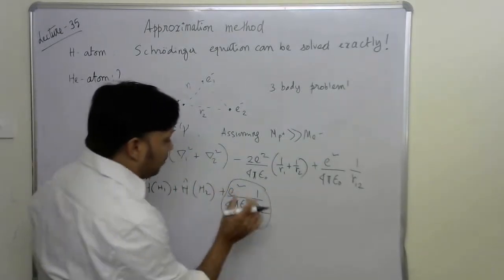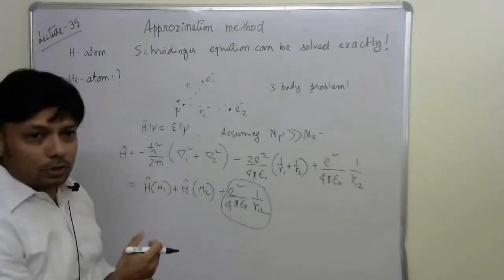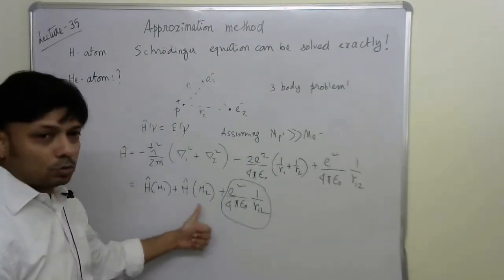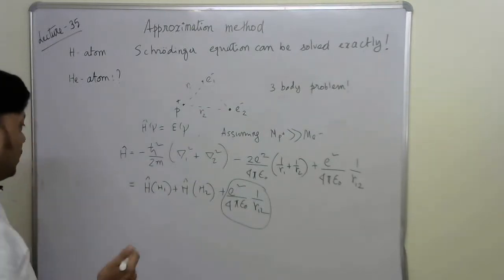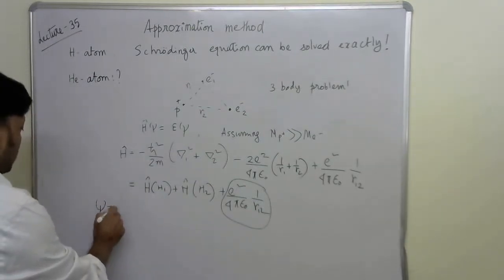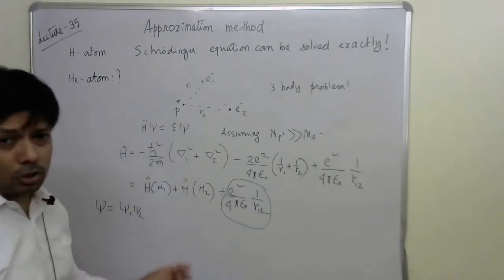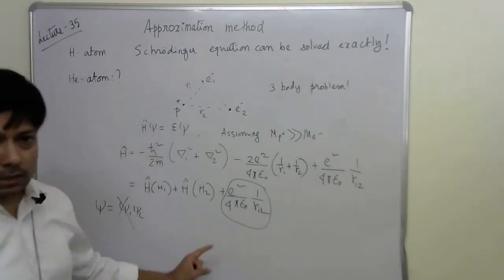Now, had that not been in place, the situation would have been so simple. We could easily split the Hamiltonian into the summation of the two individual Hamiltonians for the two electrons, and therefore, in that case, psi would have been a product of psi 1 and psi 2. This comes from a theorem that we are already familiar with. But unfortunately, this is not the case.